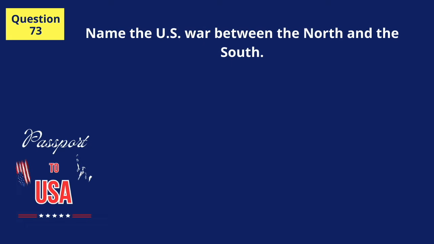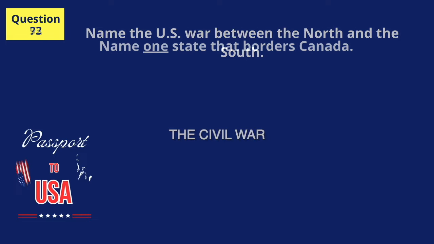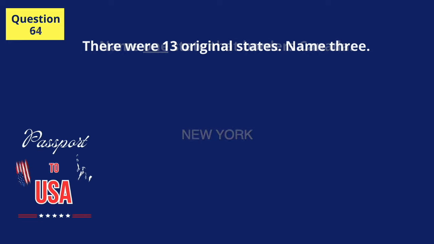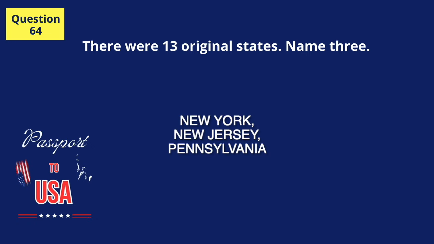Name the U.S. war between the North and the South. The Civil War. Name one state that borders Canada. New York. There were 13 original states. Name 3. New York, New Jersey, and Pennsylvania.